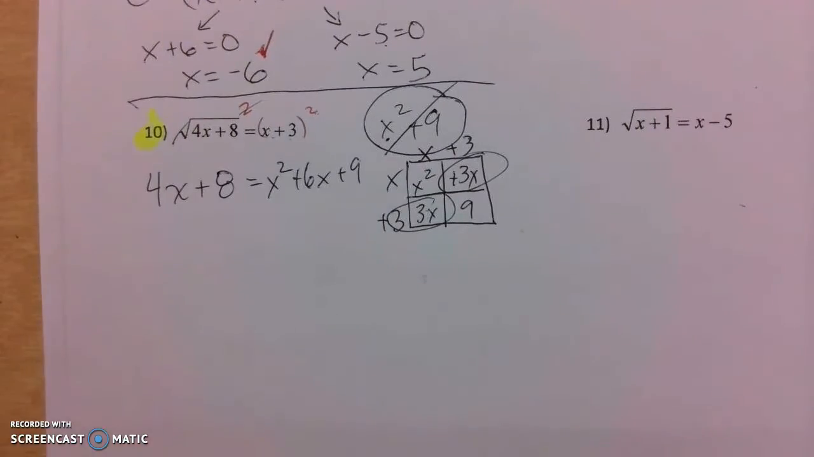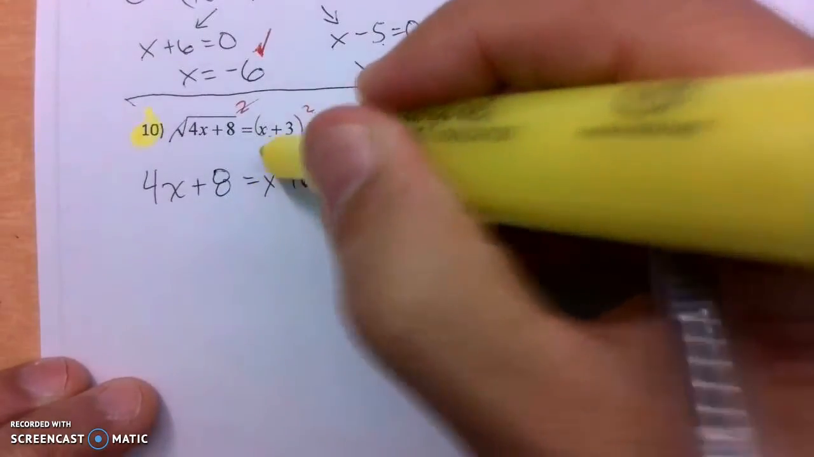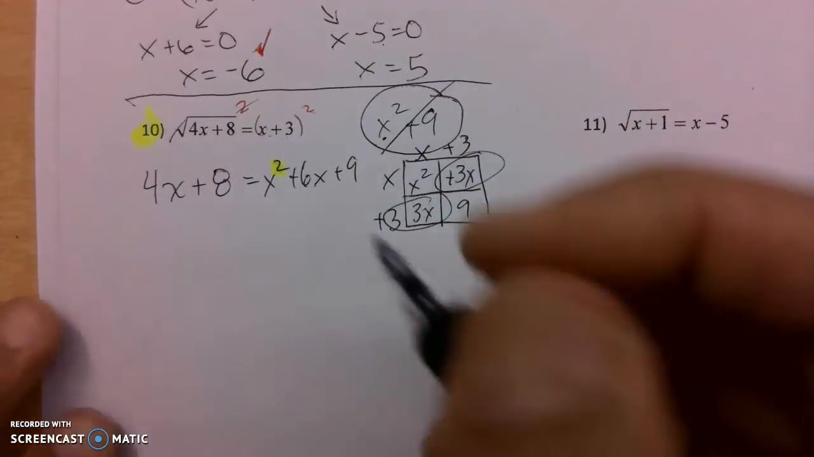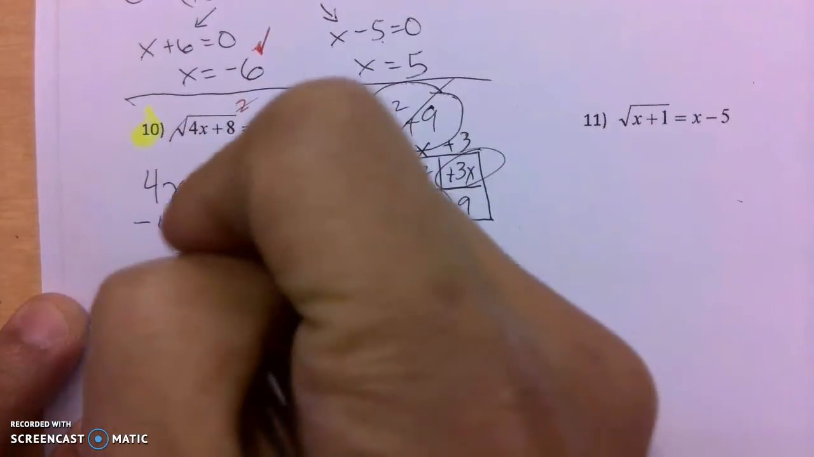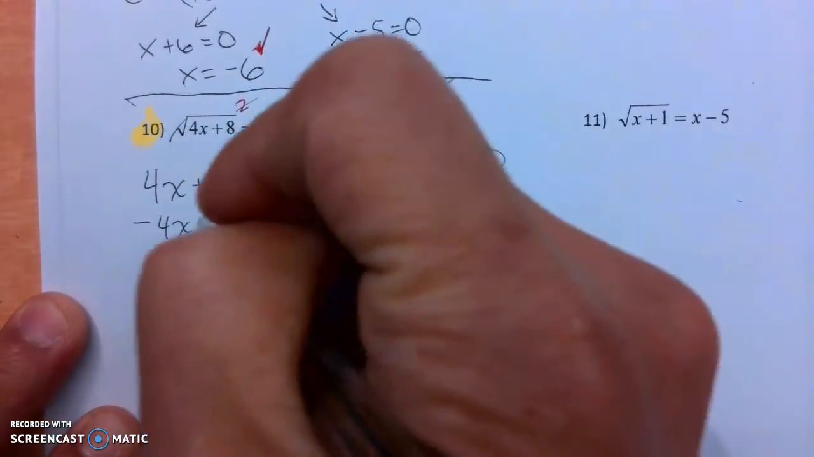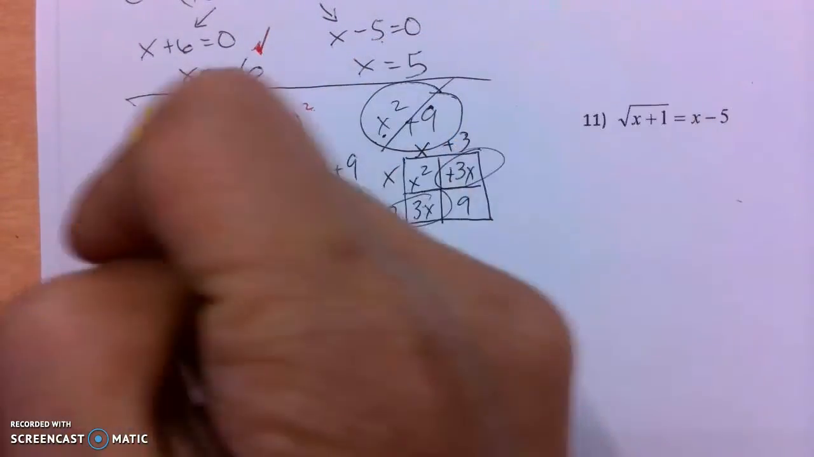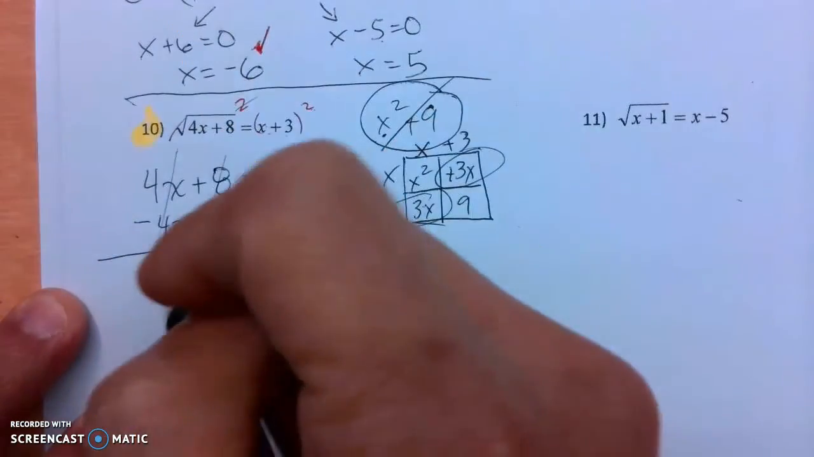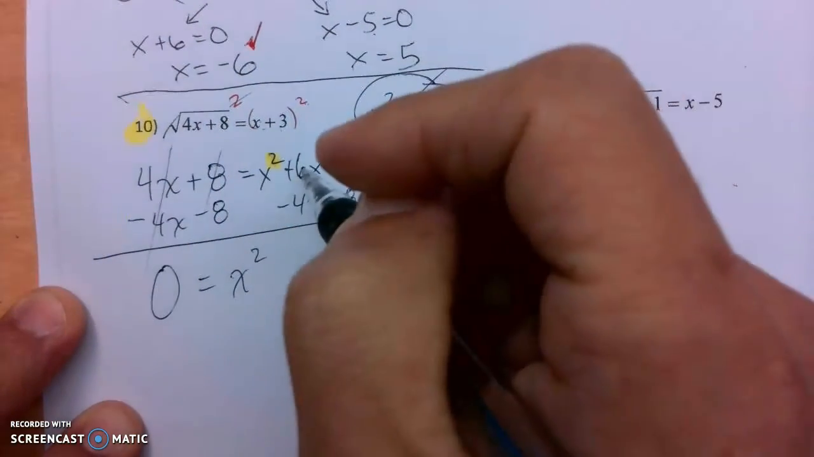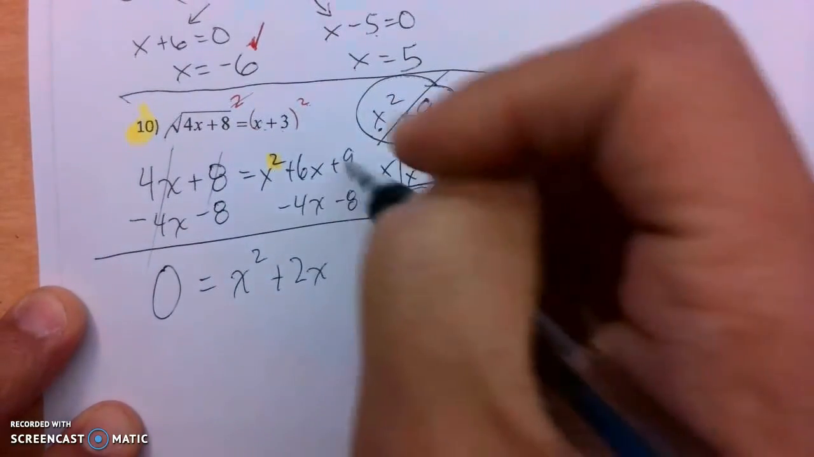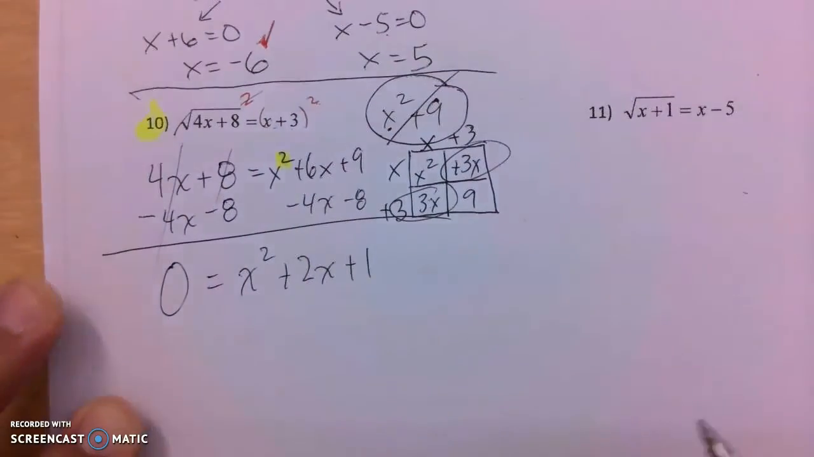Okay, x squared is a problem. We know this is a quadratic. It's going to be equal to 0. We want to make it equal to 0 first, so we're going to minus 4x over, minus the 8. We're going to expect two answers. That cancels that. There's 0. X squared, 6 minus 4 is positive 2x. 9 minus 8 is positive 1.